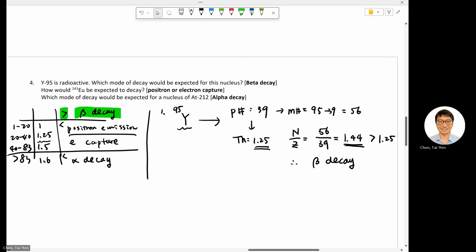All right, this is how you use this table. You have to get used to the concept and the logic of using this table. Let's do another one.